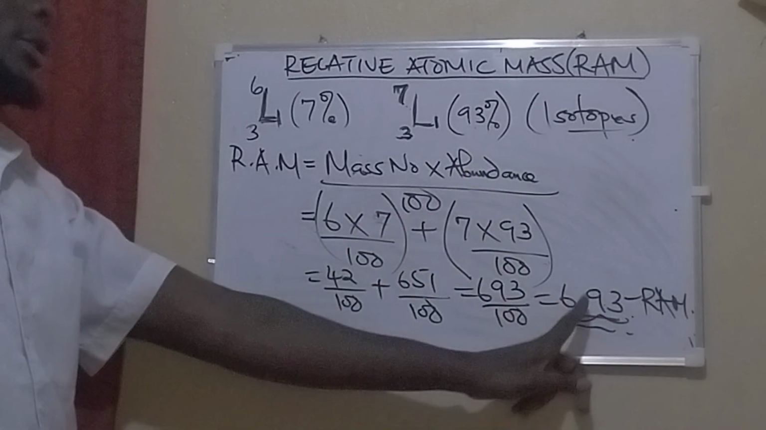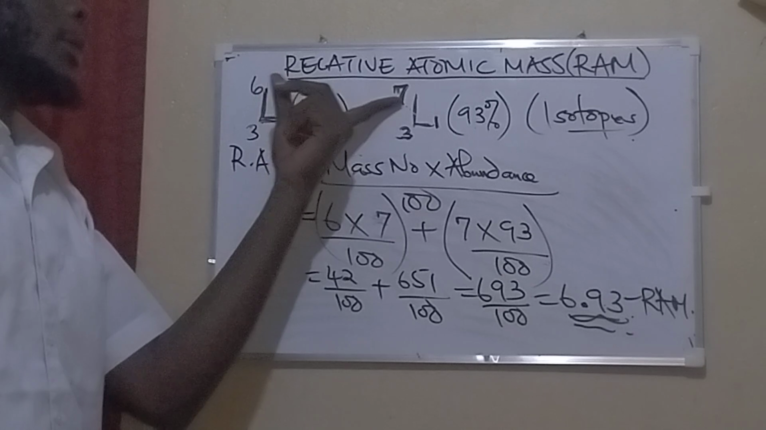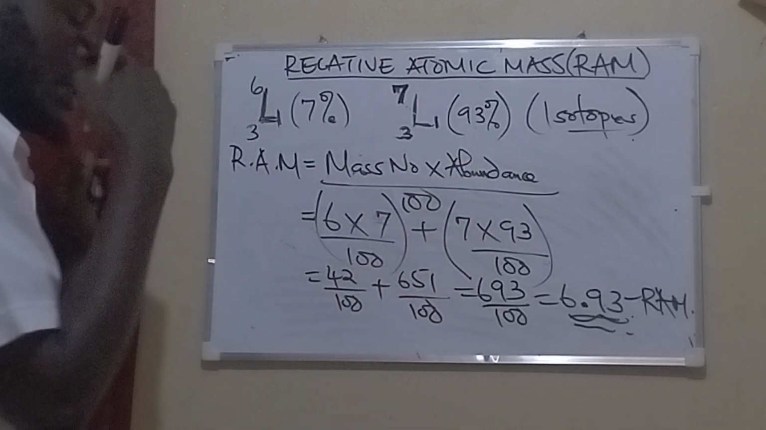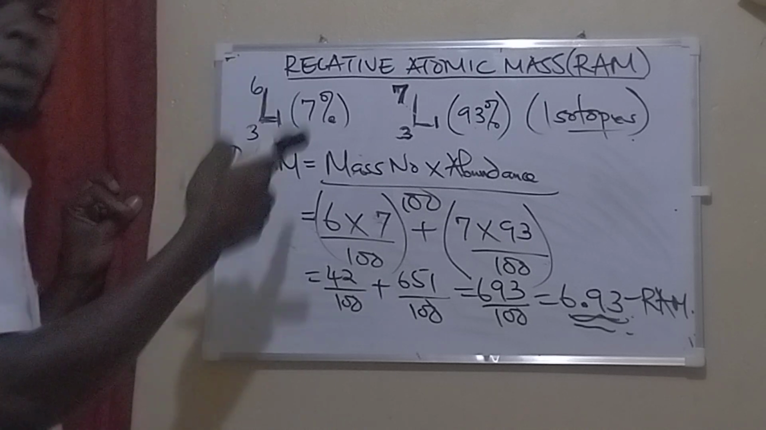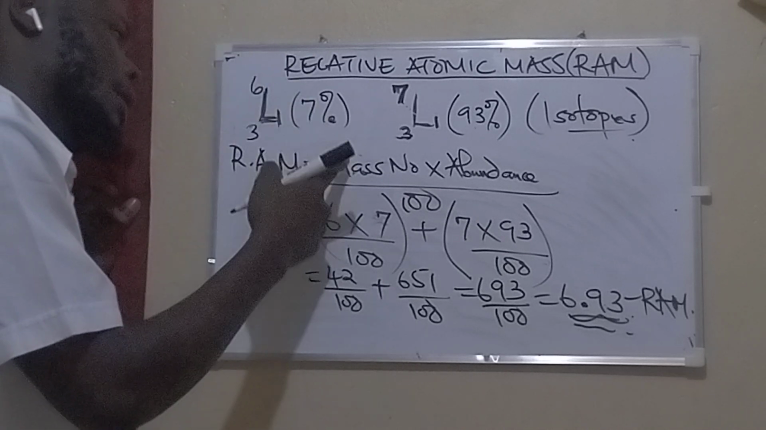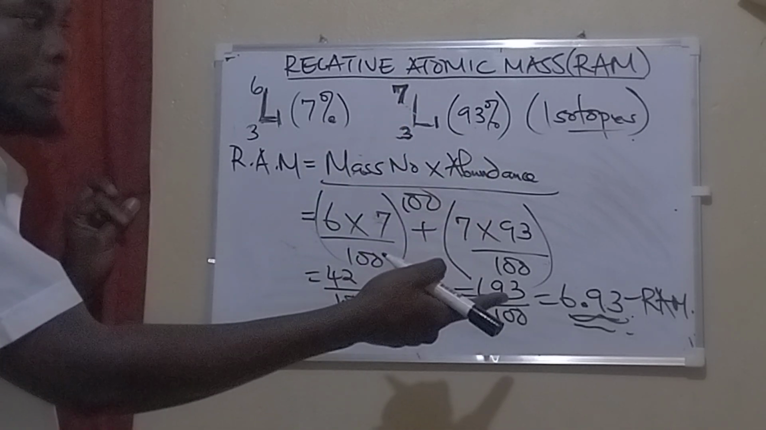If you look at here, 6.93 is near the mass number, which is 7, of the atom with the most abundance. So up to there, it is easy to calculate the relative atomic mass. Just take mass number, multiply by the abundance, divide by 100.